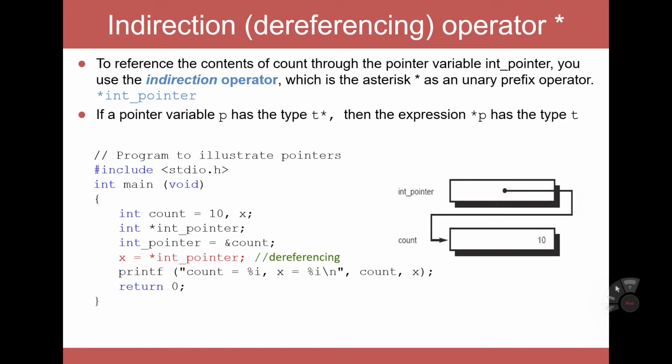So let's start with the first example. In the first example, I have a count. Count is equal to 10, and we have another one, x. And then I have a pointer. I create a pointer, and this pointer is pointing to count. So the pointer is pointing to the count.